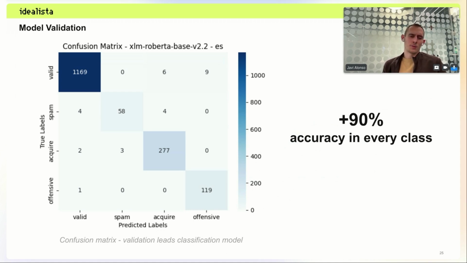You might see the dataset is quite unbalanced. That's right. But still, it was really difficult for us to balance the dataset because, as you can imagine, most of the messages that are incoming to the platform are valid. So it's not that easy to find those spam, acquired, or offensive messages. But still, the performance of the model is quite good, even though the dataset was not that balanced.